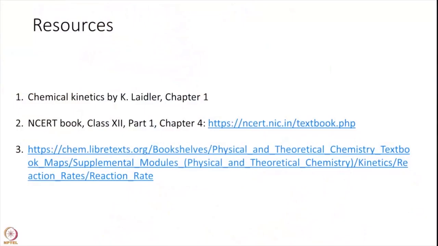Hello and welcome to the second module of Chemical Kinetics and Transition State Theory. In this module, we are going to finish up a preview of the prerequisites. So today we will cover how to think of elementary reactions, reaction mechanisms, and finally end up with how to write rate law equations.